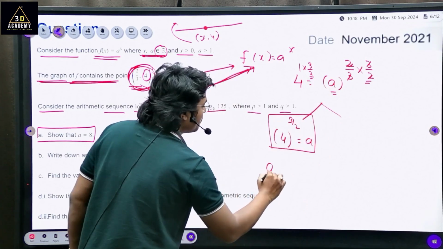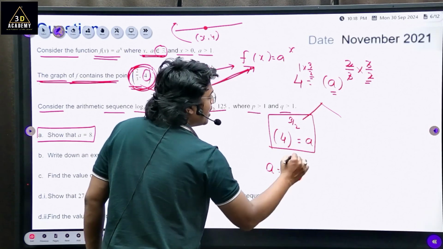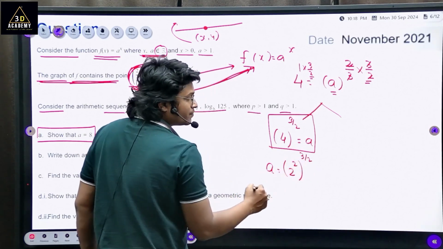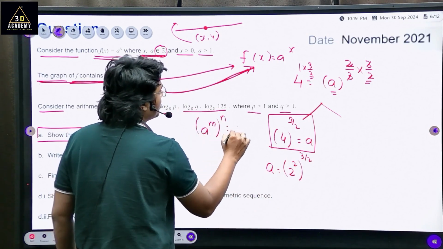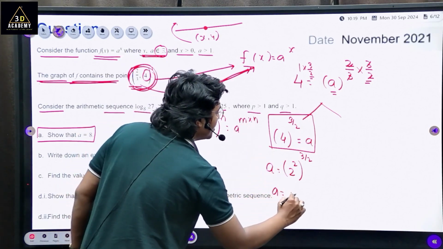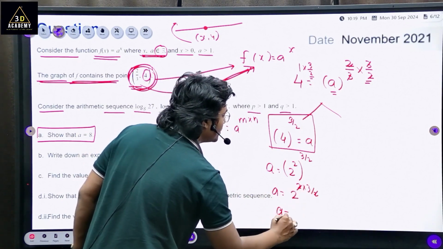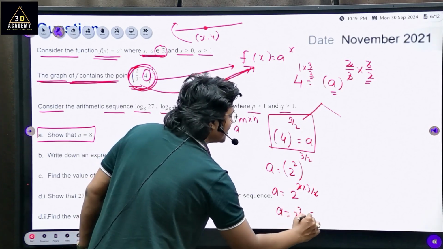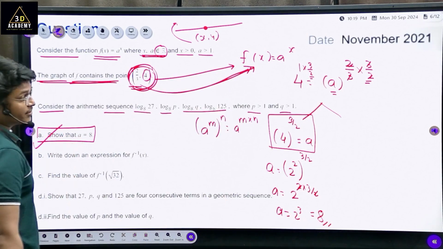Here if you simplify, 4 can be written as 2 raised to 2, all raised to 3 upon 2. Now we know in exponents a raised to power m raised to power n is nothing but a raised to power m into n. Using that property we get 2 raised to power 2 into 3 upon 2, the 2s will be cancelled, and a equals 2 raised to 3, that is nothing but 8. That is what the question is asking.